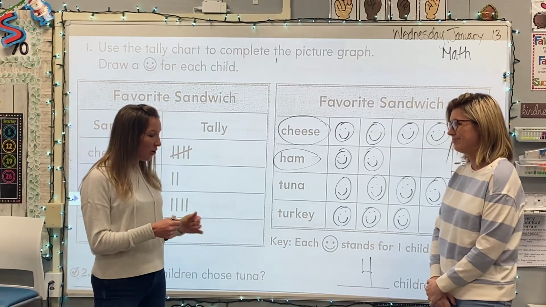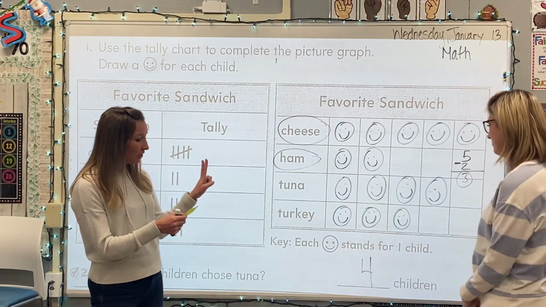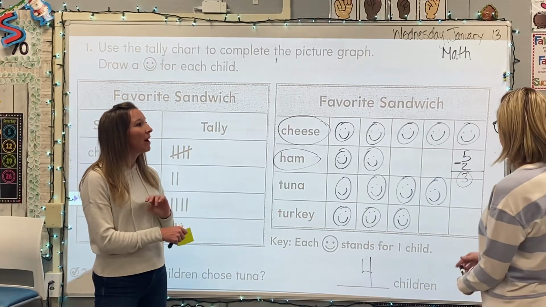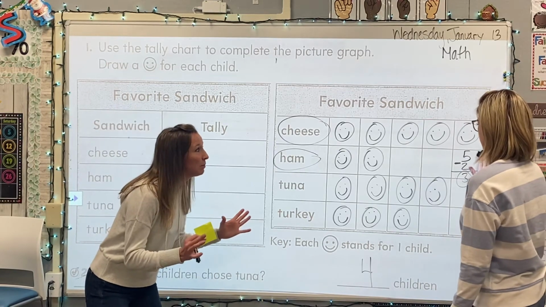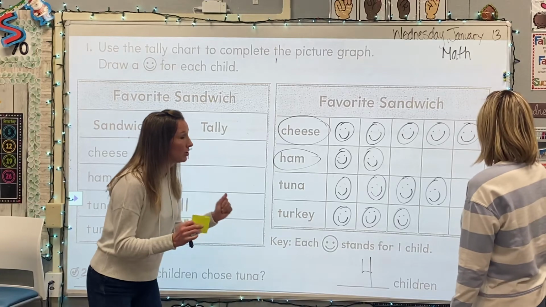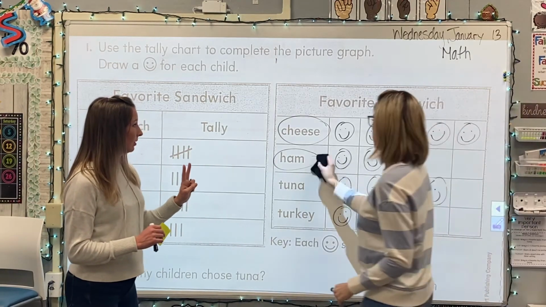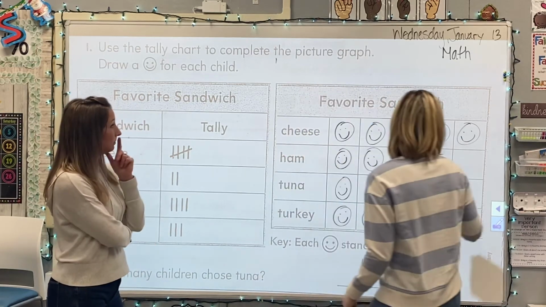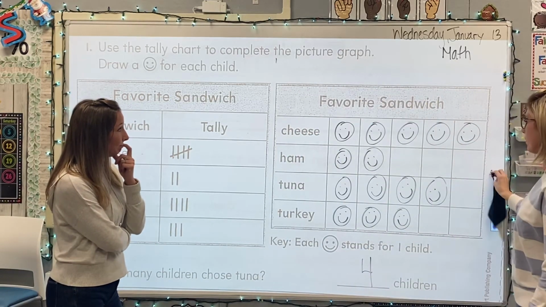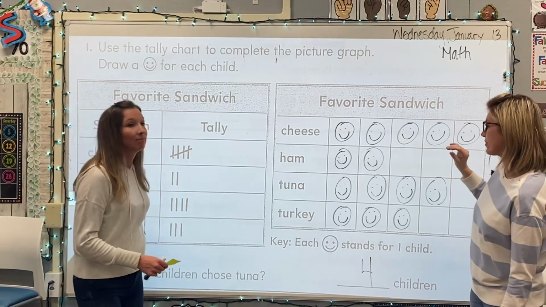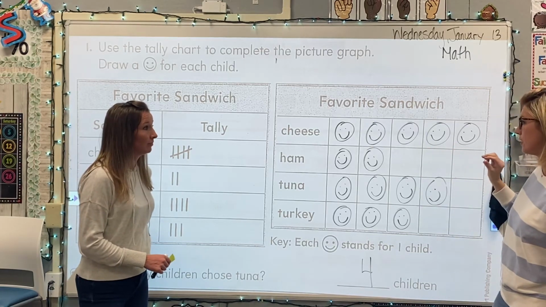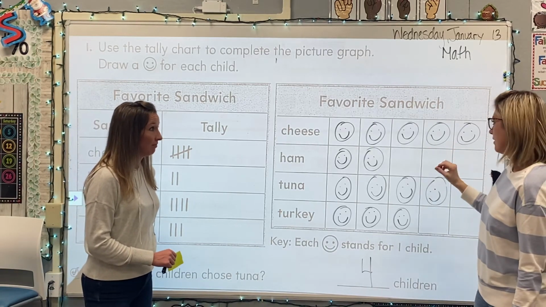I want to know which 2 sandwiches were chosen by exactly 6 people. Okay, so I'm only going to pick 2 sandwiches. I'm going to erase these because I don't want to get confused. So if I were to add up the numbers for 2 of these sandwiches, I should get an answer of 6. Yes. All right, so let's see.